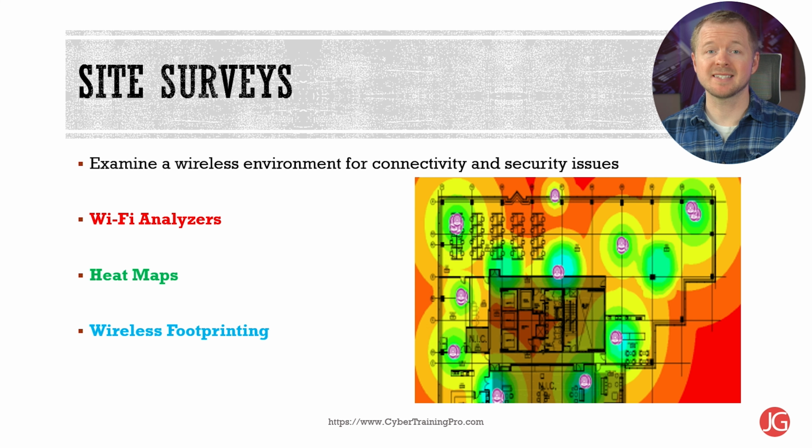Site surveys are when we examine a wireless environment for both connectivity and security issues. Wi-Fi analyzers are a tool that we can use to check the level of activity on specific wireless channels in a given area. Heat maps allow us to check the strength of wireless signals and identify dead spots with a color-coded map. Wireless footprinting creates a detailed diagram of access points and hotspots within our organization and can be used together with heat maps to get a full picture.